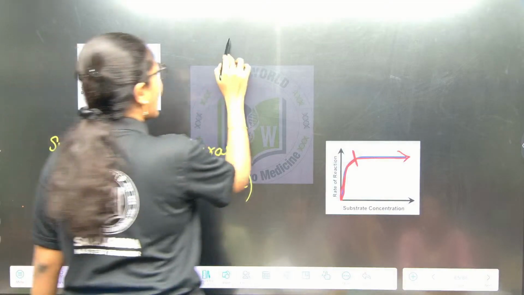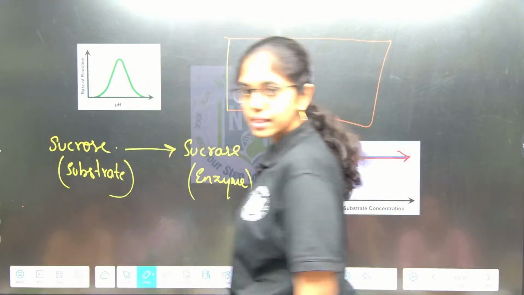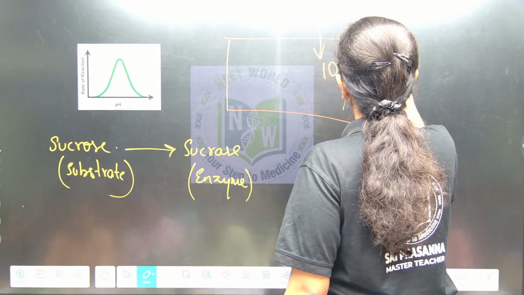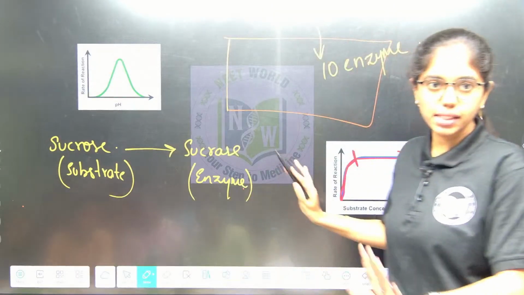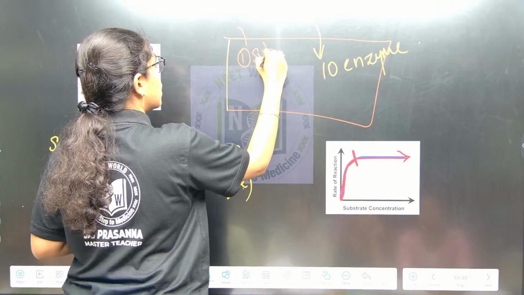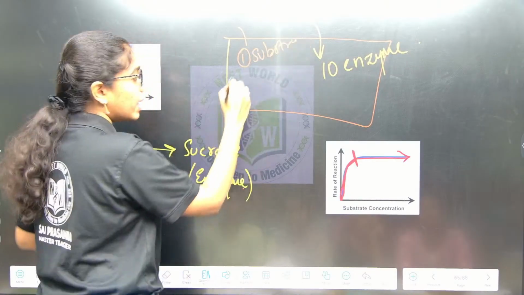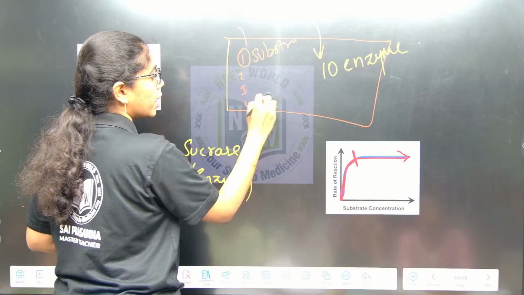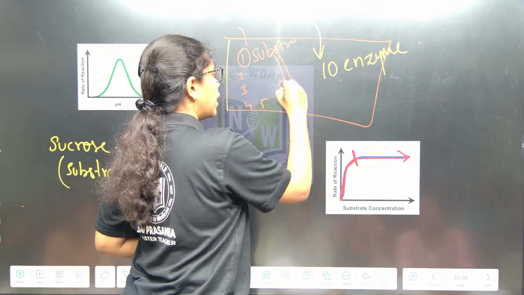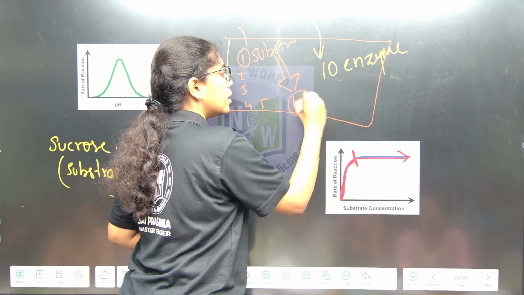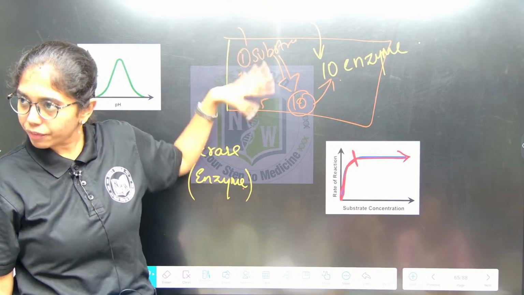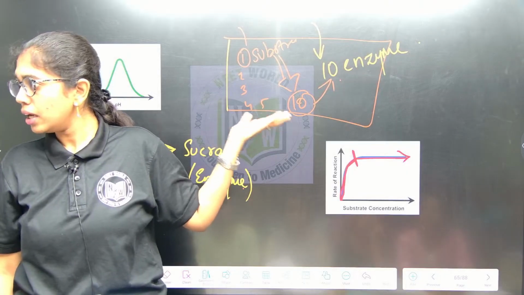Just imagine this is a hypothetical view in a single cell. There are 10 sucrase enzymes, let us suppose. First you added one substrate, that is sucrose, then 2, then 3, 4, 5. So the rate of reaction will increase till you add 10 substrates. After adding 10 substrates, though you dump 11, 12, 13, will there be any increase in the rate of reaction?